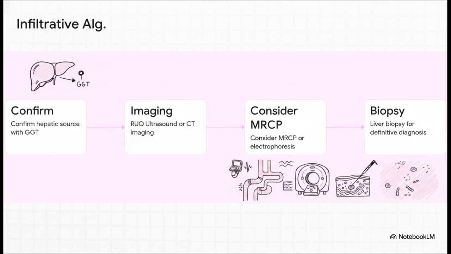And if we were seeing an infiltrative pattern, meaning a significantly raised alk-phos with near-normal bilirubin and aminotransferases, we'd first confirm it's actually hepatic with a GGT. Then we'd move to ultrasound or CT imaging to look for malignancies or abscesses. If imaging is negative, we'd consider an MRCP or maybe serum protein electrophoresis to rule out amyloidosis, and we'd very likely end up needing a liver biopsy to definitively diagnose granulomatous diseases like sarcoidosis or TB.